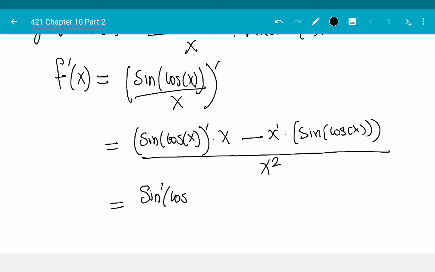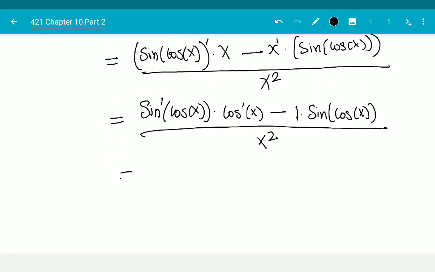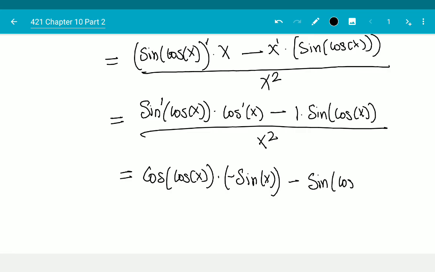Sine' of cosine of x multiplied by cosine' of x, where I'm taking the derivative of these, right? Minus the derivative of x, which is just 1, so 1 times sine of cosine of x, all the way over x squared, which is equal to, well, derivative of sine is cosine of x times derivative of cosine, which is negative sine of x, minus sine of cosine of x, all the way over x squared.